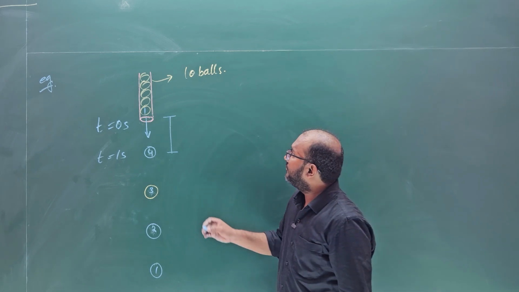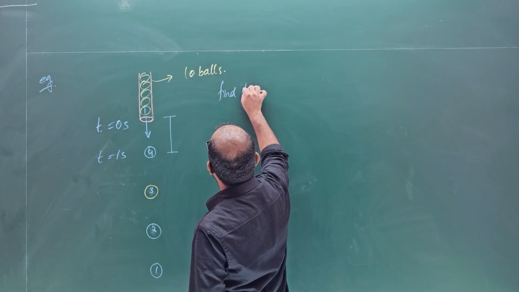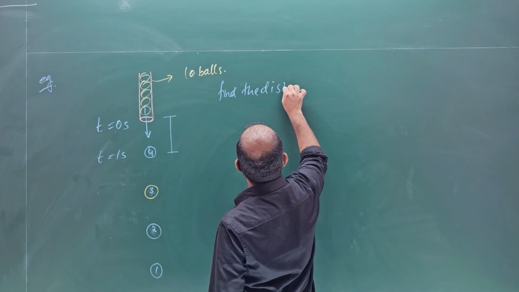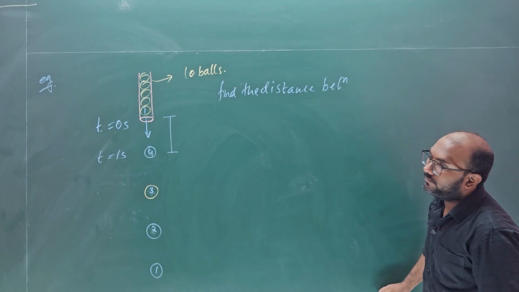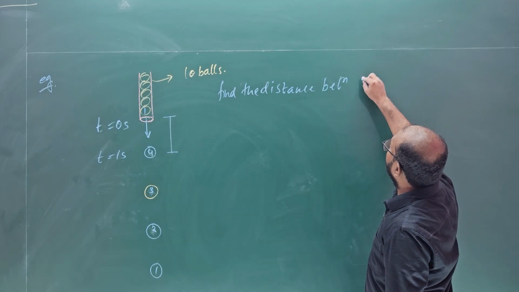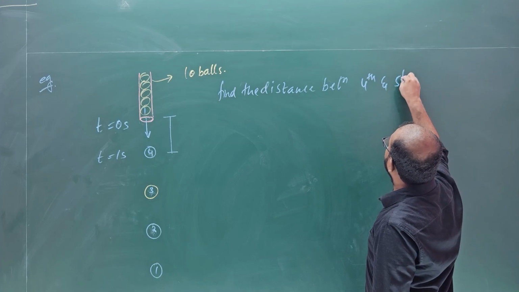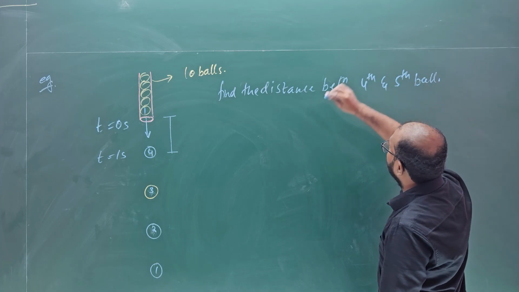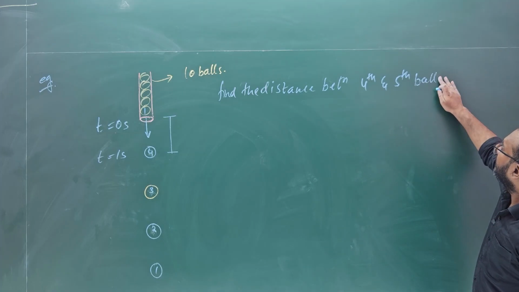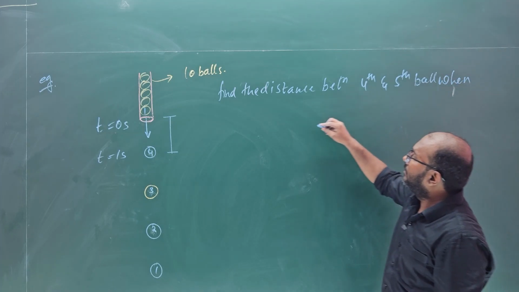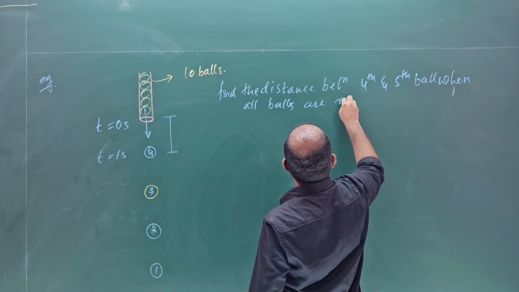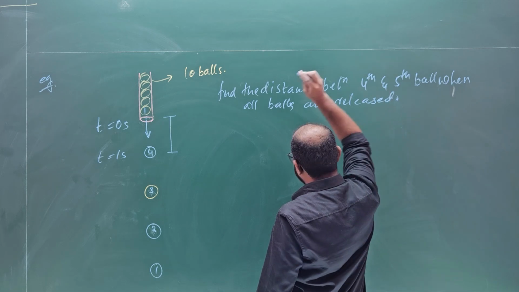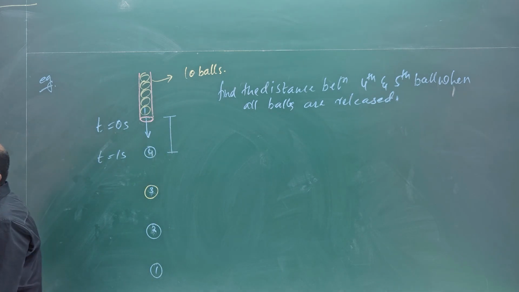They will ask you, find the distance between fourth and fifth ball when all balls are released. When all balls are released, find the distance between fourth and fifth ball.